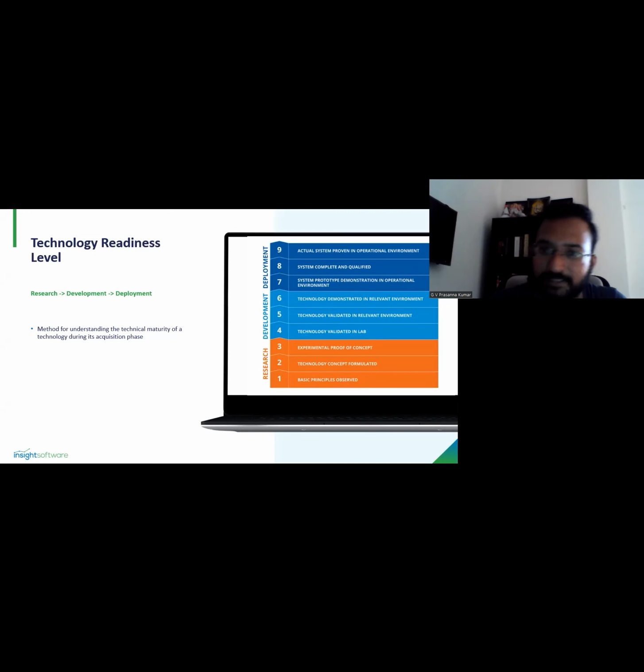Now the seventh and final stage would be the deployment. 7, 8, 9 would be the deployment factors, where generally we demonstrate our operational product in an operational environment. In typical IT terminology, we call it a live environment or a production go-live, whatever you see or hear, such kinds of words in the IT sector.